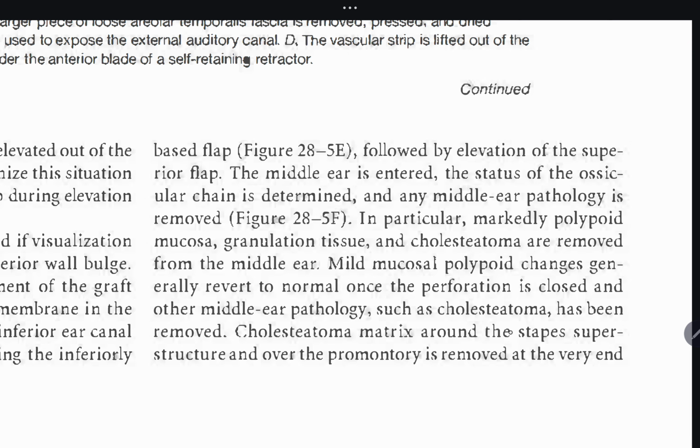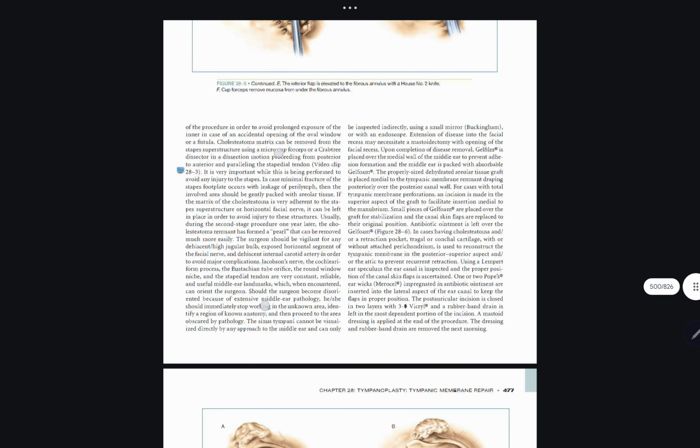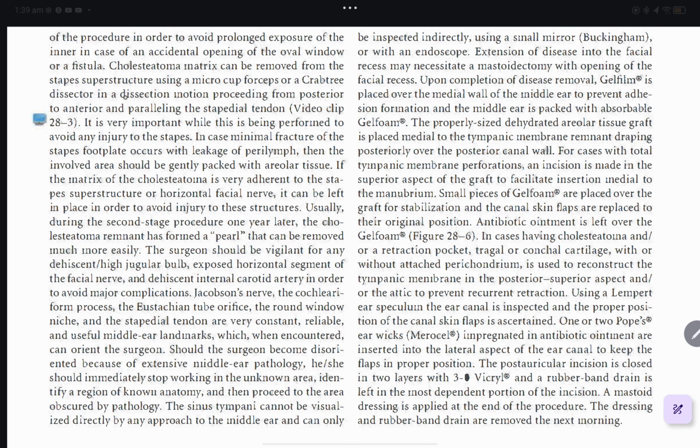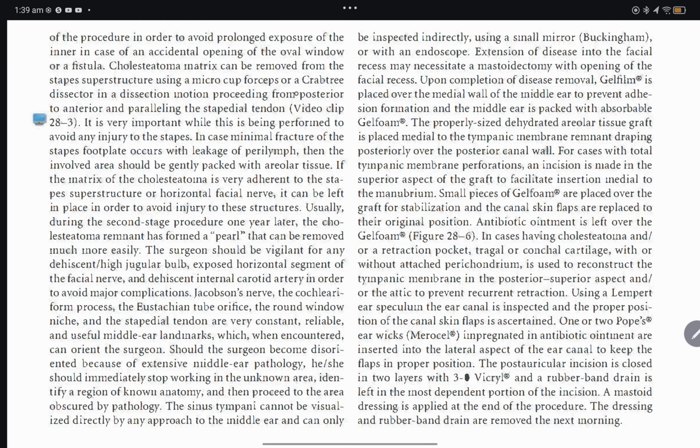Cholesteatoma matrix around the stapes superstructure and over the promontory is removed at the very end of the procedure in order to avoid prolonged exposure of the inner ear in case of accidental opening of the oval window or a fistula. Cholesteatoma matrix can be removed from the stapes superstructure using microcup forceps or a Crabtree dissector in a dissection motion proceeding from posterior to anterior and paralleling the stapedial tendon.